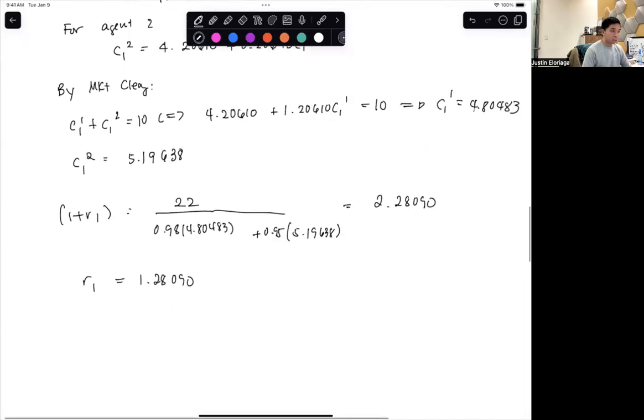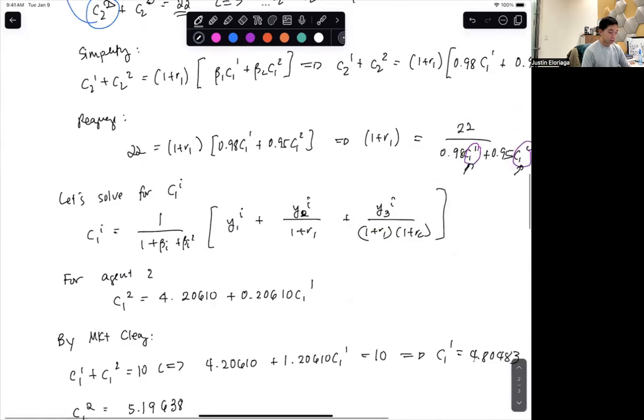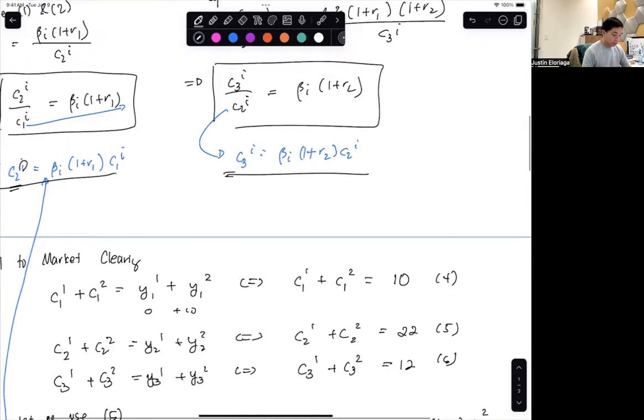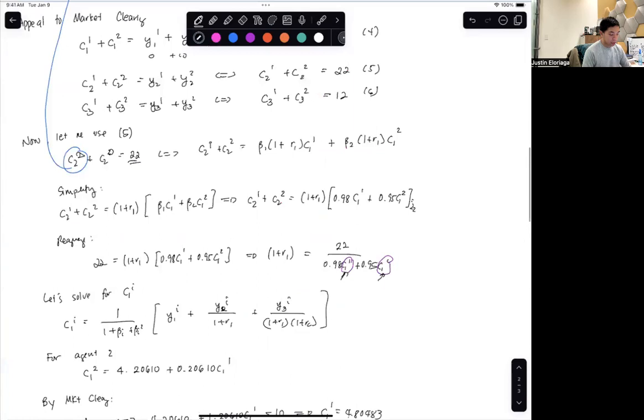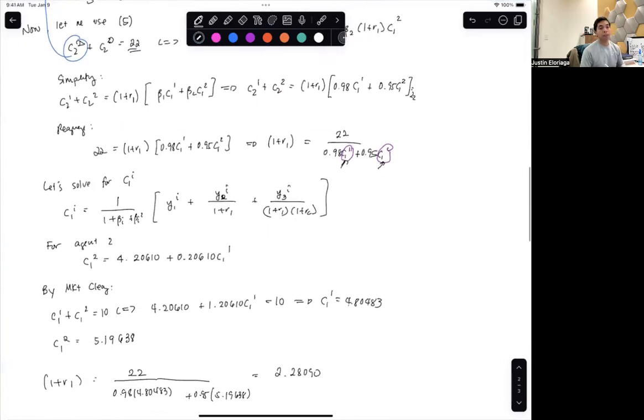And if you do the same procedure for R2, knowing everything in R1, you can just plug into one of the C's. You can get that R2 is going to be equal to negative 0.43462. So that's a little bit of a lengthy solution, but it sort of tells us how to solve a representative agent, a heterogeneous agents problem, wherein we have two different betas in the consumption savings frame.